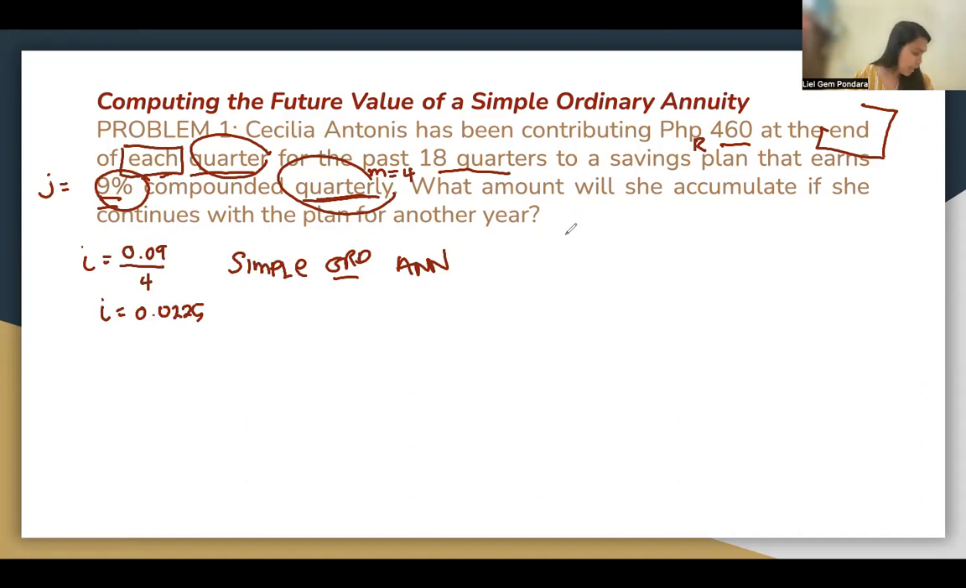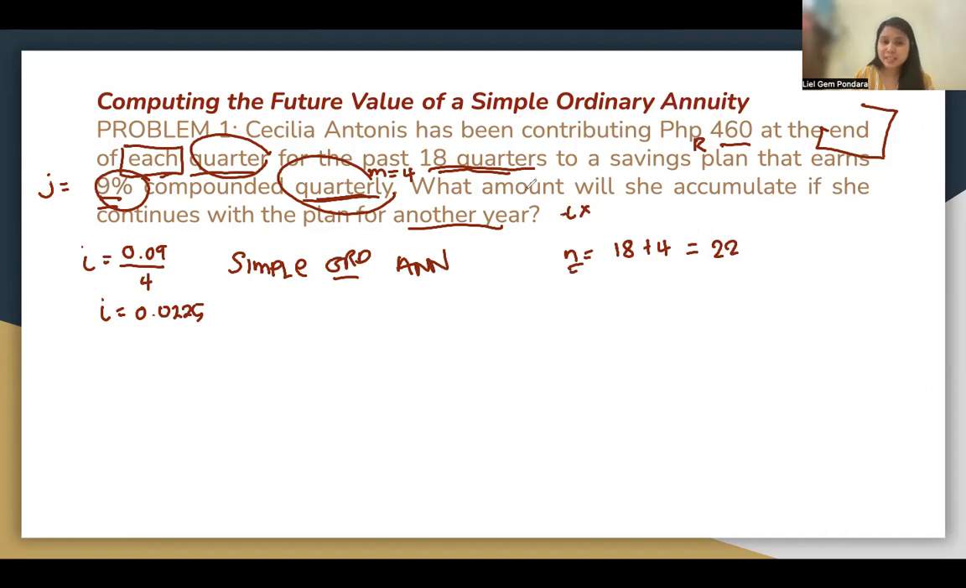Now, we need to check our N. Our N is a total number of paying periods, right? It's for 18 quarters, and then you will add it for another year. So it means that 18 plus 4. No need to have the M and the T because the T is not given. So just go directly to N. So it means you're paying for 22 quarters.